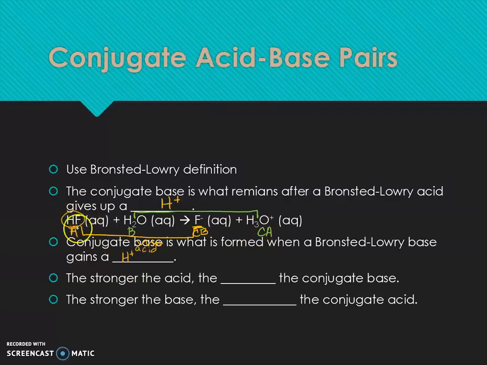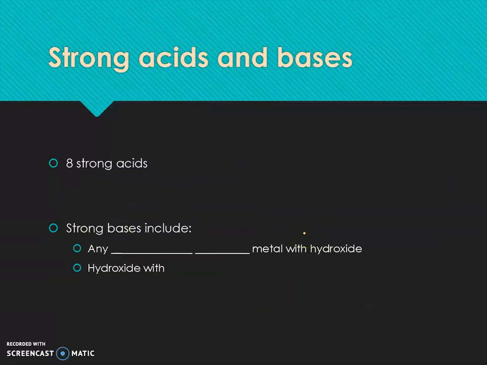The stronger the initial acid is, the weaker the conjugate base is, and vice versa. So if you have a stronger acid, you'll have a weaker conjugate base. If you have a weaker acid, you'll have a stronger conjugate base. And then the stronger the base, the weaker the conjugate acid will be, and vice versa. All right, so then what are the strong acids and bases that you need to know? There are 8 strong acids that you need to concern yourself with, and you need to know these. You have to memorize these, because if you memorize these, every single other one is weak. Okay, so write these down.